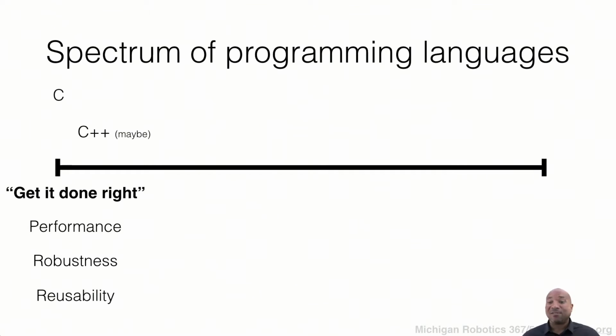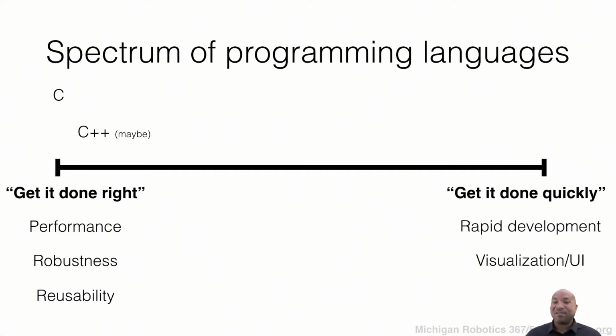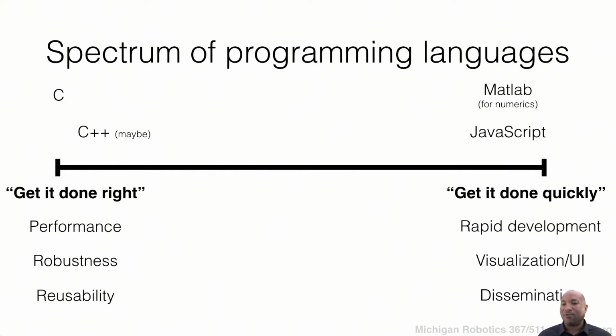On the other end of the spectrum, which is to me just as good, you can get things done quickly. That really is going from idea to code fast: rapid development, being able to visualize results quickly and have them disseminated to a wide number of people, and getting things prototyped and out there.